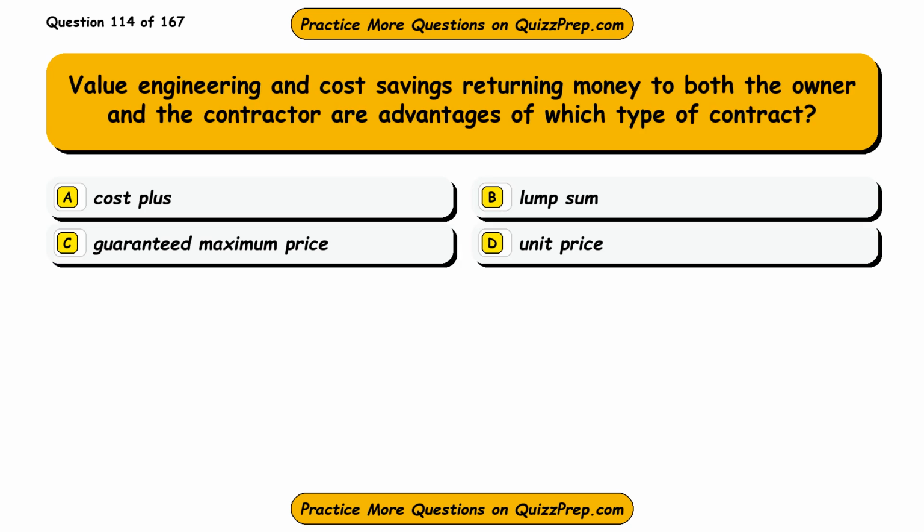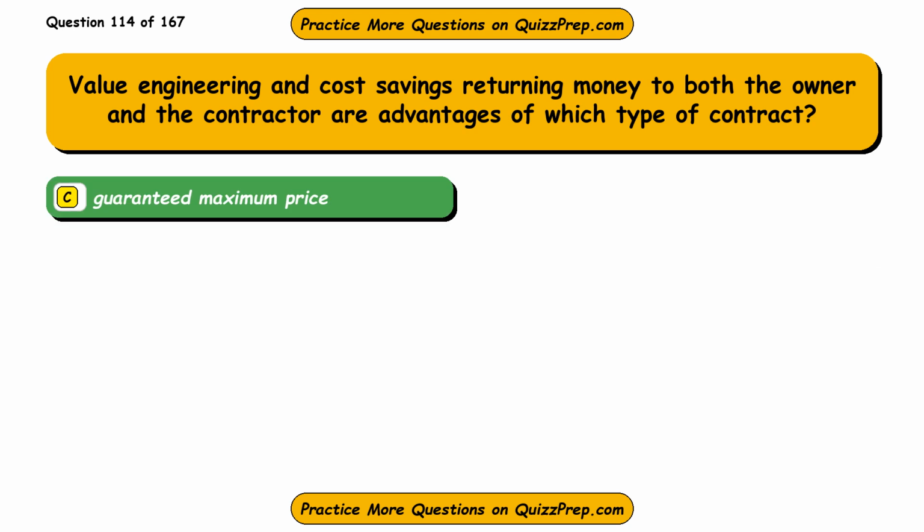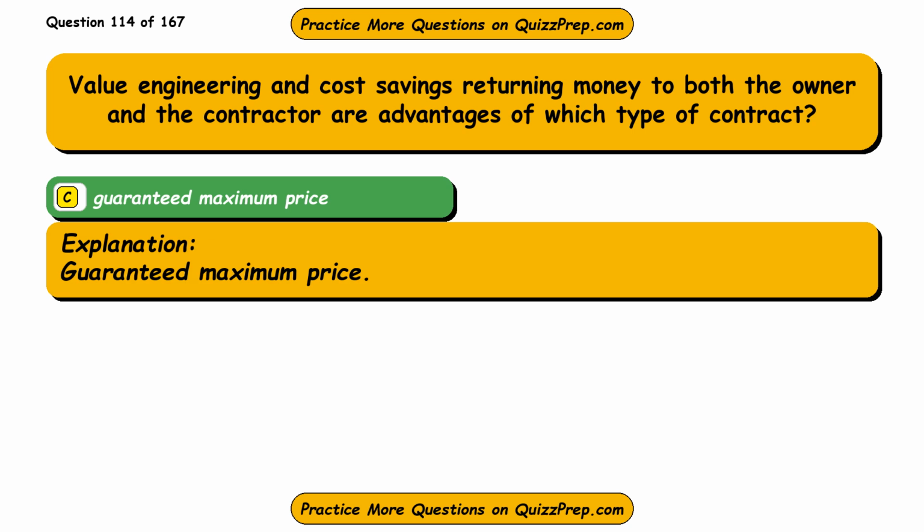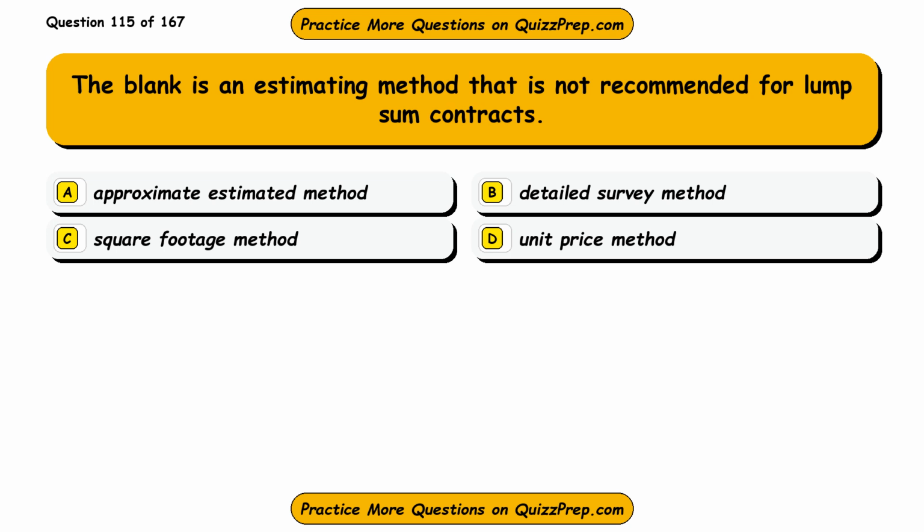Question 114. Value engineering and cost savings returning money to both the owner and the contractor are advantages of which type of contract? Option A, cost plus. Option B, lump sum. Option C, guaranteed maximum price. Option D, unit price. The correct answer is option C, guaranteed maximum price. Guaranteed maximum price.